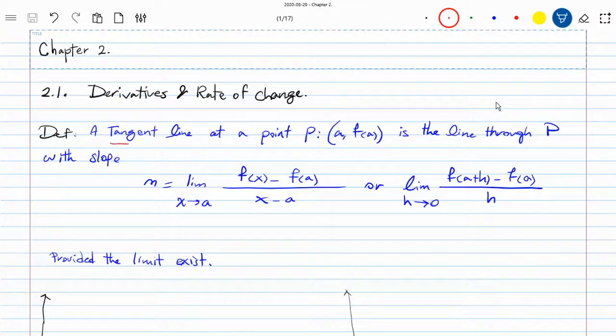What is a tangent line? A tangent line at a point P. Point P has two coordinates: the x value, which is a, in this case we say the point A, and the corresponding y value f of a. So this is the point P. We say the tangent line at that point is the specific line that has this slope. This definition is for the slope of the tangent line.